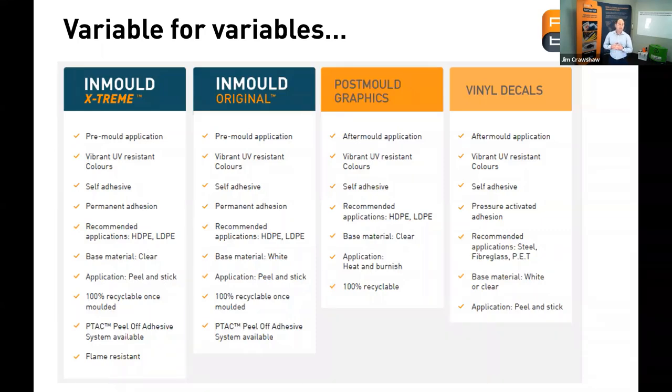And so asking for graphics to perform in all those different environments, we've recognized over the years that we need to offer different constructions. So we started with InMold Original, and then we have now what we call our InMold Extreme, two different graphic types. And the best way to tell these apart is the film that they are constructed of. The InMold Original is a natural white film, and the InMold Extreme is a natural transparent or clear material that molds into your part and disappears during the molding process.